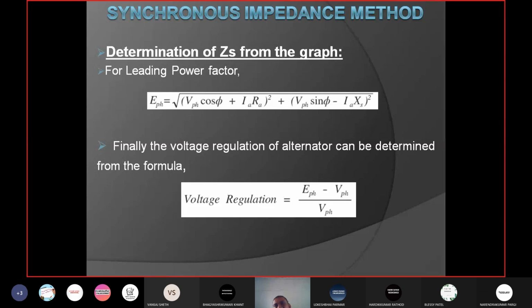So the synchronous impedance method is a method to find the voltage regulation of an alternator, and it is an indirect method in which physical load is not connected. It is also known as the EMF method. It is also known as the pessimistic method.